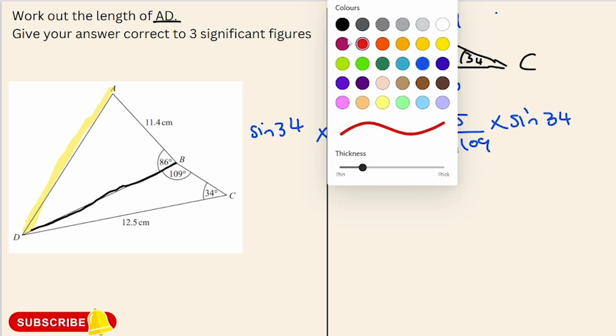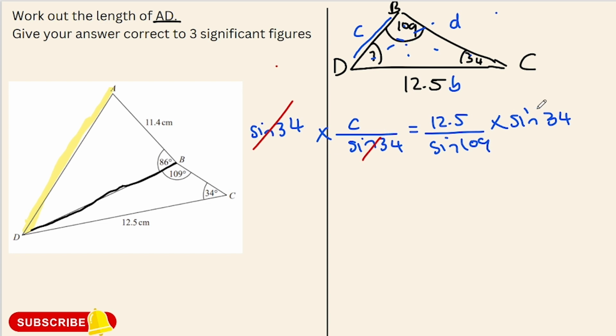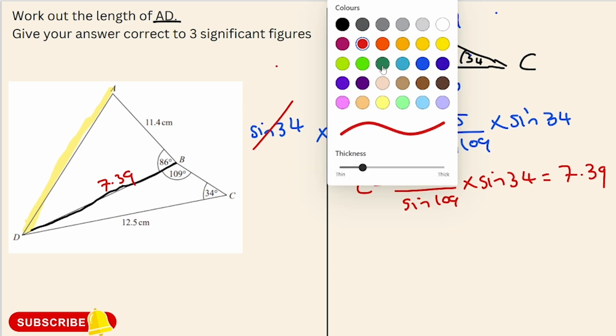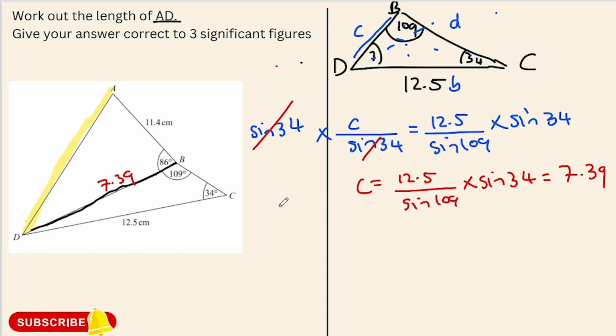Once I've done that, I'm going to cancel those out. So I'm left with C equals 12.5 over sine 109 times sine 34. And if I place that in my calculator, I will get the value of 7.39. So I know that this is 7.39. Right. Now, what am I going to do now? I'm going to draw the next triangle over here. So I'm going to draw the other triangle over here.